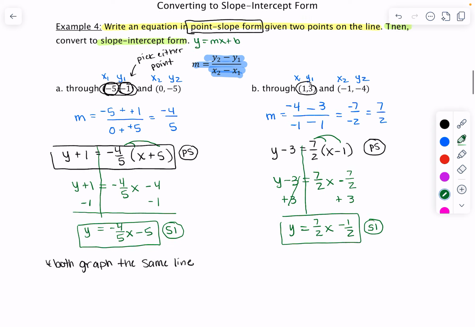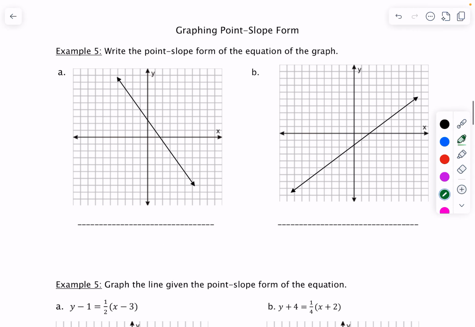Okay. Now we need to be able to graph things using point slope form. So example 5 says write the point slope form of the equation of the graph. So we're going to go ahead and rewrite what that form is. It's y minus y1 equals m times x minus x1. Okay, so that's the formula we use for point slope form.